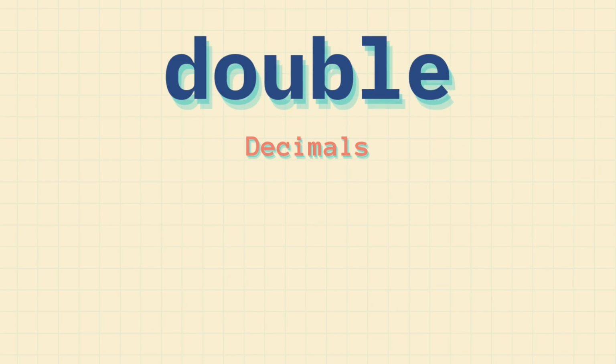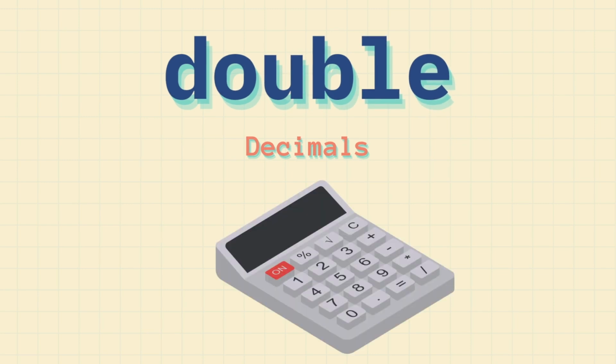The double data type can represent decimal values with a significant number of digits, making it suitable for storing values that require high precision, such as scientific calculations or financial applications. As a primitive data type, double is simple and basic. It is built into Java and only represents decimal values.